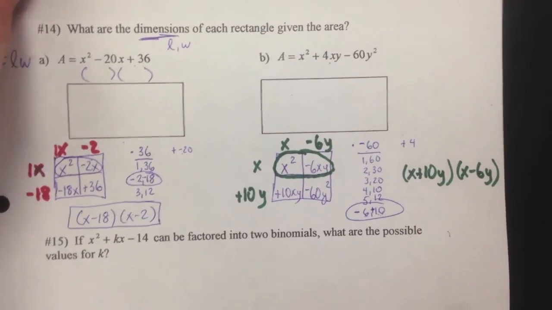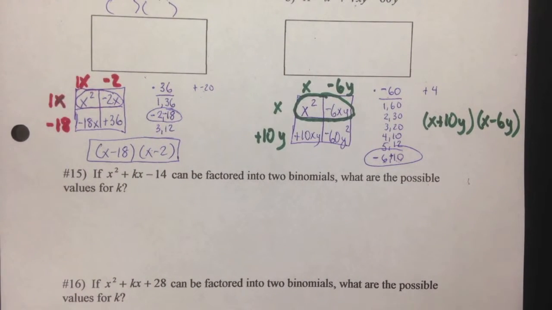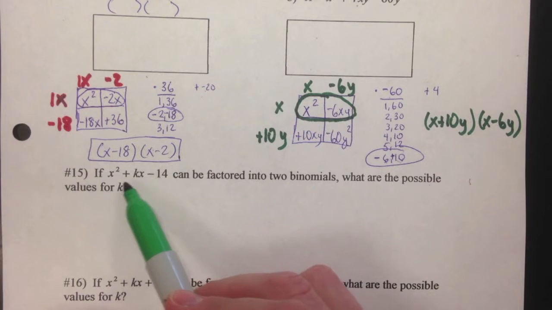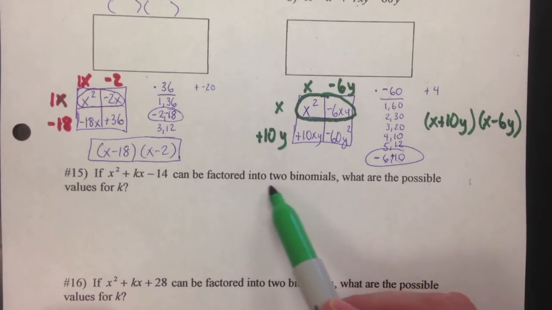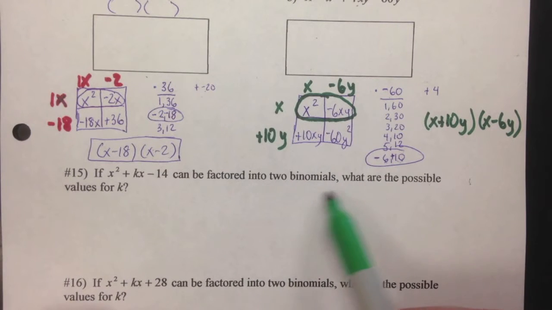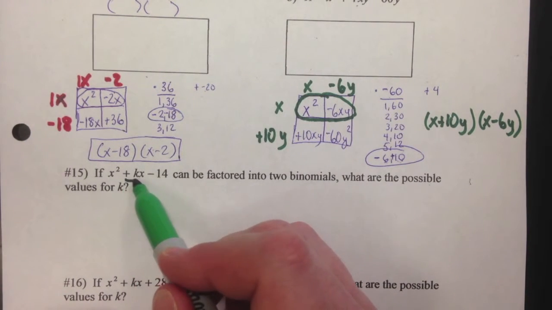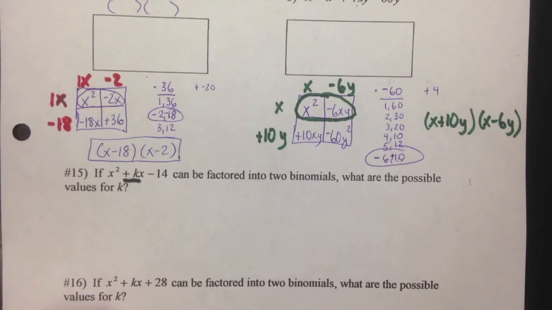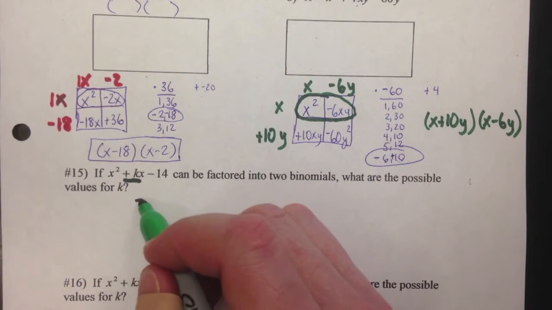Okay, now number 15 is a kind of different kind of problem here. And let's go ahead and read this. If x squared plus k times x minus 14 can be factored into two binomials, what are the possible values for k? So in other words, what could the middle number be? Well, if you are going to do a box, and we're not even going to set it up, but the number that you're going to factor is negative 14.